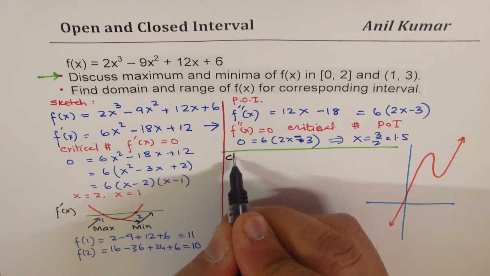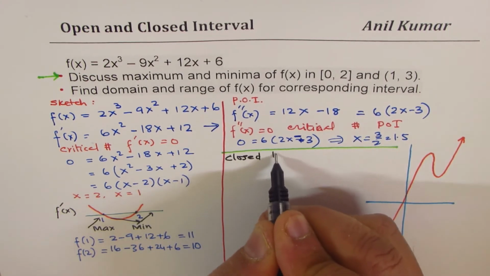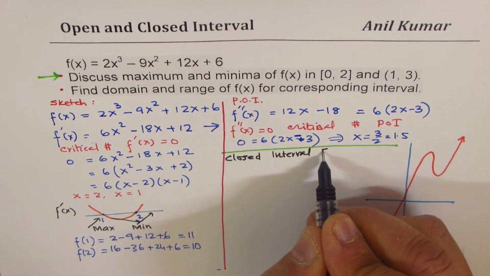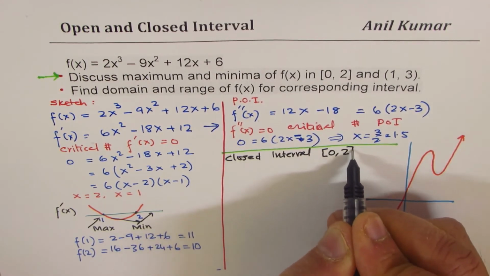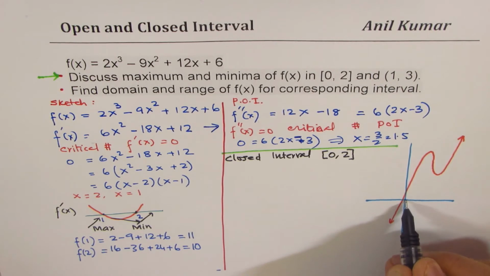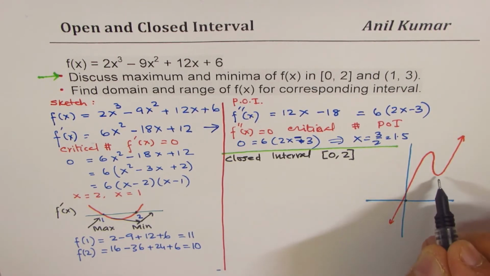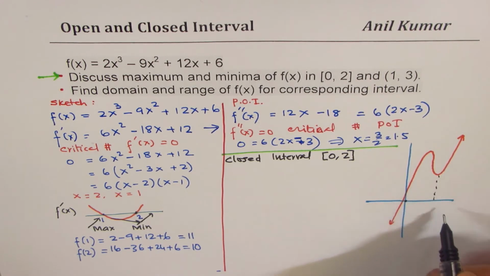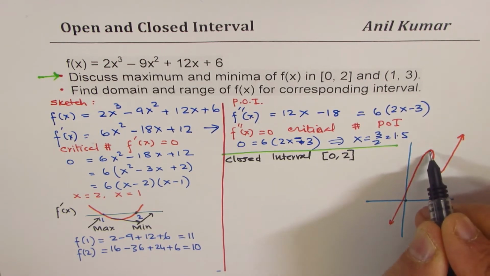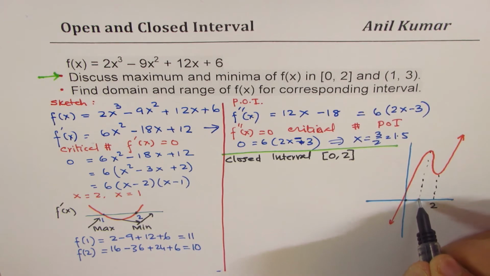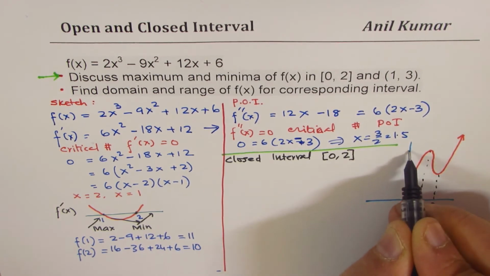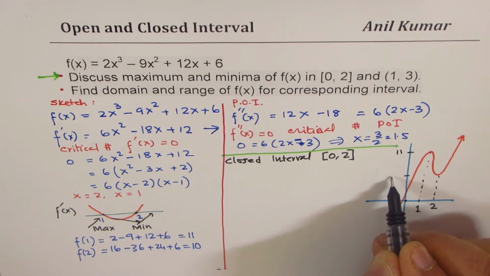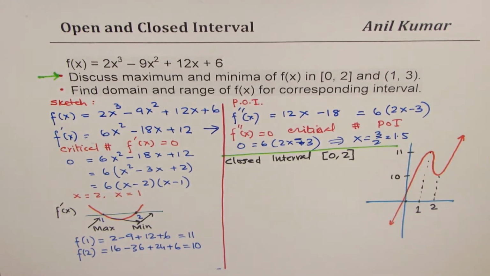So first is the closed interval, which is between 0 and 2. So that means we are interested in this point 0, and at 2 we have a minimum, right? So this point 2. We know this point is at 1. The value here for 1 is 11. For 2 we found this to be 10. Correct. So that's the graph.